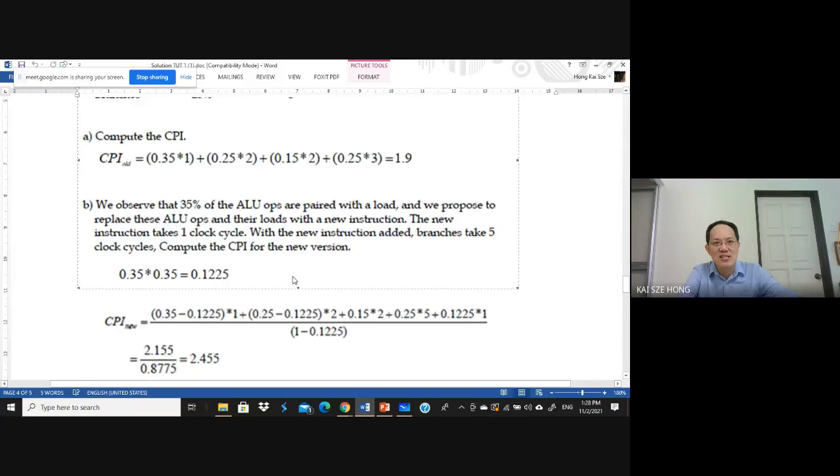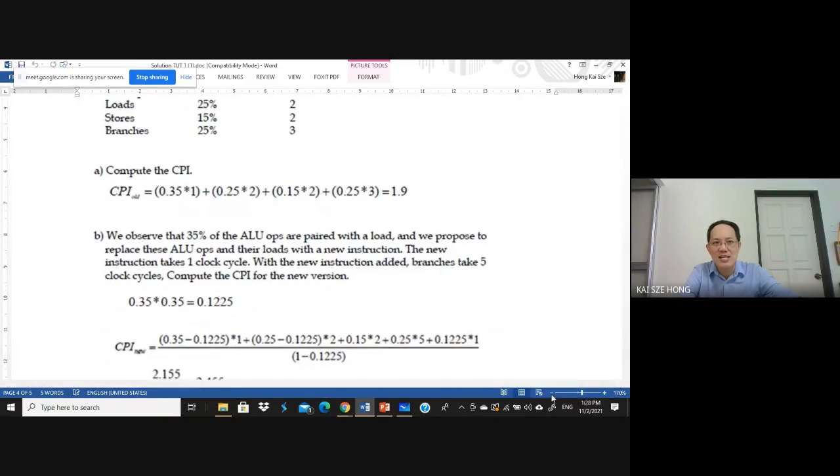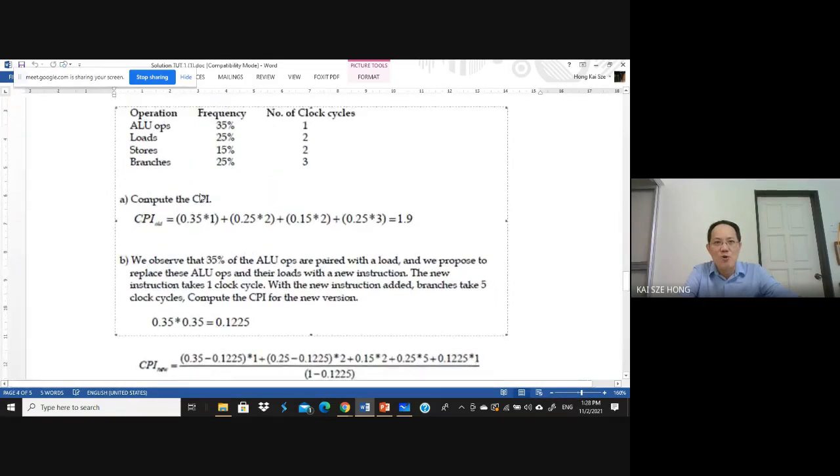This one is also the same for load. You can see the load operation there, 0.25. Also, they have taken out this 0.1225. So multiply the two. And then plus the original one, 15% multiplied by 2, plus 12.25, plus 25% multiplied by 5. Now you have to take 5. After that, plus the new one, 0.1225 multiplied by 1. This is the new instruction. Then divided by 1 minus 0.1225.